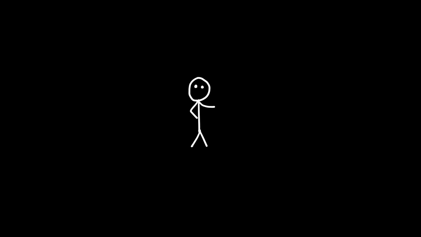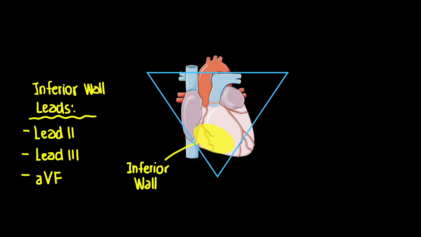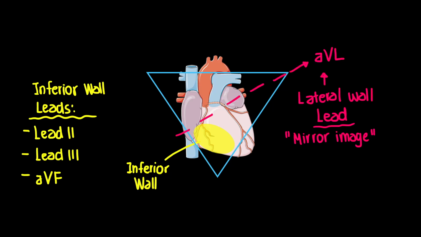One more concept briefly. When one wall of the heart is in trouble, the leads watching the opposite wall sometimes show a mirror image. Not because that wall is damaged, because they are looking from the other direction. These are called reciprocal changes. They are a reflection, not a finding in themselves. And they are one of the most useful confirmation tools in ECG reading. We'll come back to this in detail when we reach ischemia. For now, just know they exist.